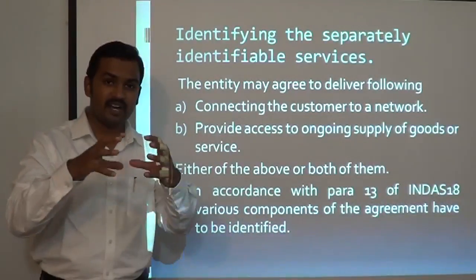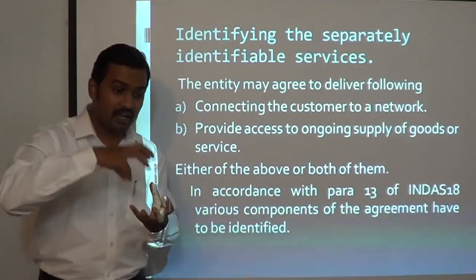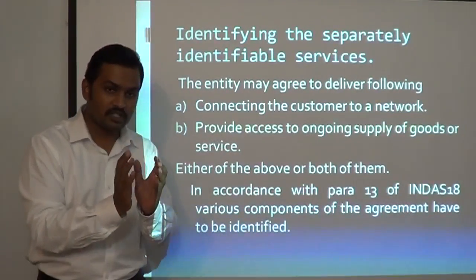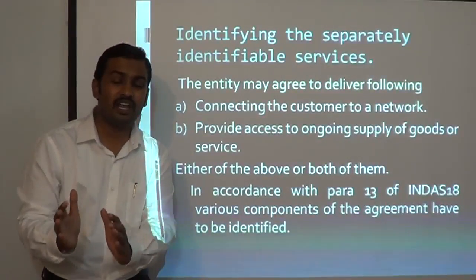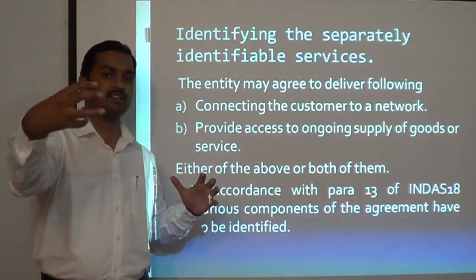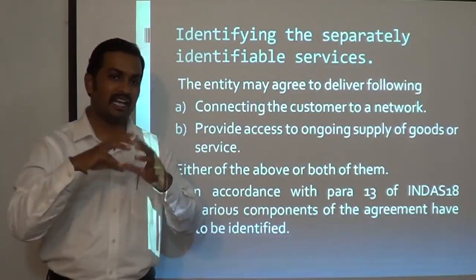So we have to divide the agreement into parts, and we have to try to find out how much is the revenue relating to providing connectivity and how much is the revenue relating to providing ongoing access to supply of goods and services. I'll again simplify it.